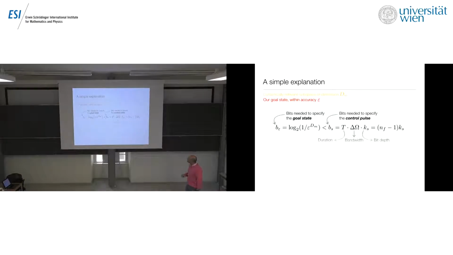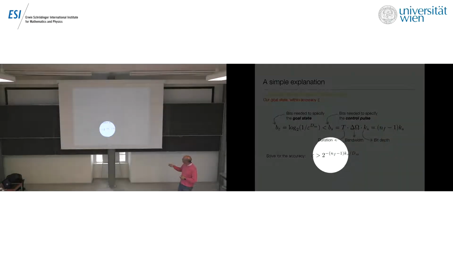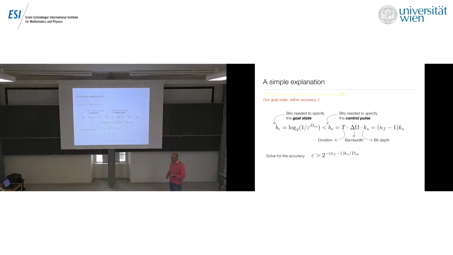So now, if I say I want to reach a certain accuracy, okay, I want my goal state within a certain error, then solving for that already gives me an exponential behavior as a function of the number of Fourier components. And for a certain accuracy, the number of Fourier components is in some way proportional to the dimension of this space in which the dynamics is taking place.